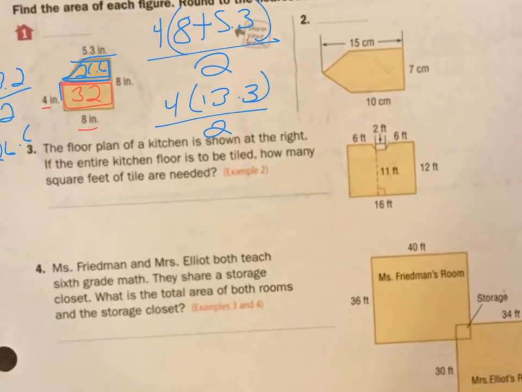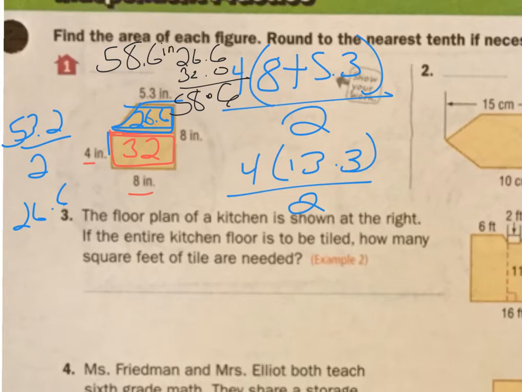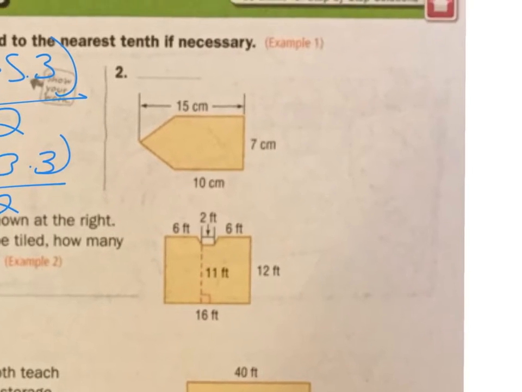It's really hard to see. 26.6 and 32, I add those together. Line my decimals up, 26.6, 32.0. So my decimal comes here, 6, 6 plus 2 is 8, 3 plus 2 is 5. It's 58.6 inches squared. All right, let's go to the next one. Number 2.